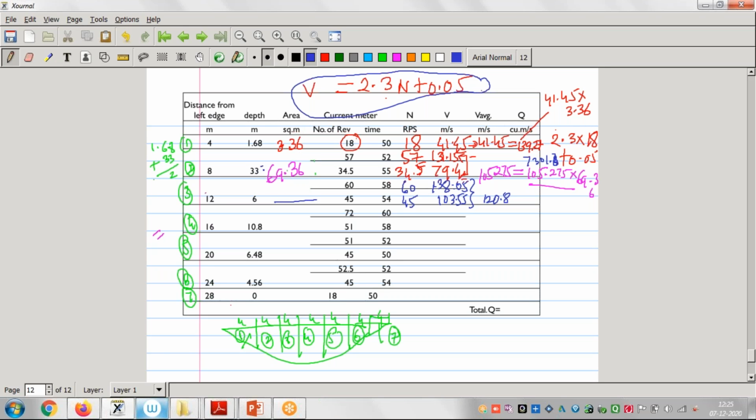Now you calculate the area. How will you calculate the area? First you take the average depth: 33 plus 6 divided by 2. How much? You will get 19.5, right? 19.5 multiplied by breadth 4, because everywhere the breadth is 4. So you will get the area 19.5 multiplied by 4, that is 78. Are you getting the same answer? 78, right?